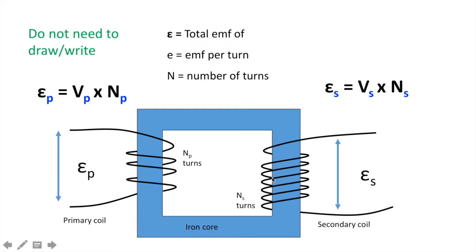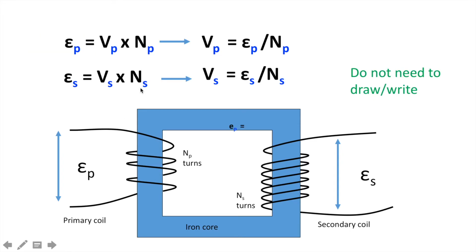Since the turns are arranged in series, the net EMF induced across this secondary coil will be the sum of the individual EMFs induced in each turn. So here we have epsilon sub S for secondary equals the EMF times the number of turns. Likewise, the sum of the primary coil's EMF is also the same, which is determined by the EMF per turn, which would then give us epsilon sub P, P for primary, equaling the EMF times the number of turns.